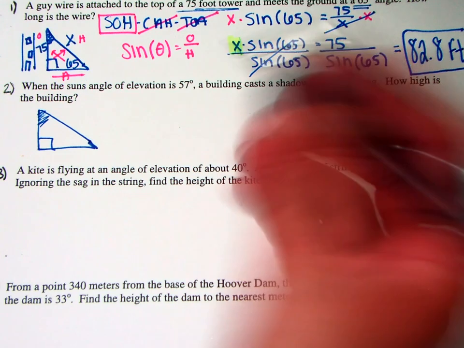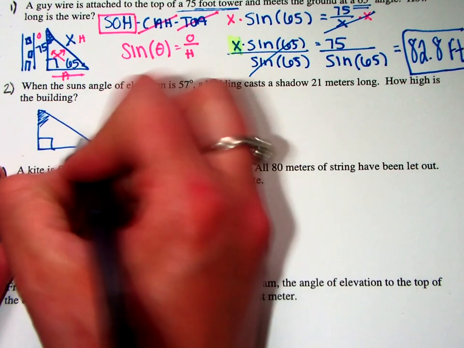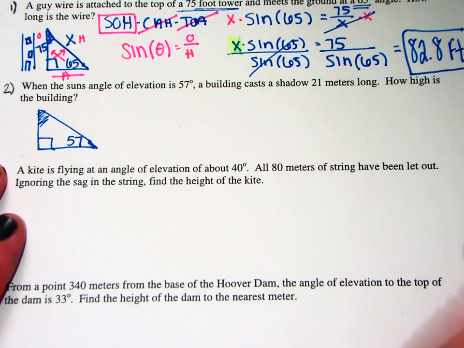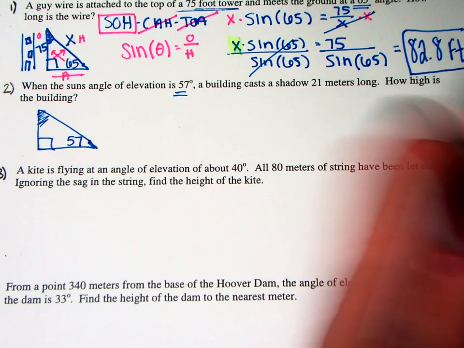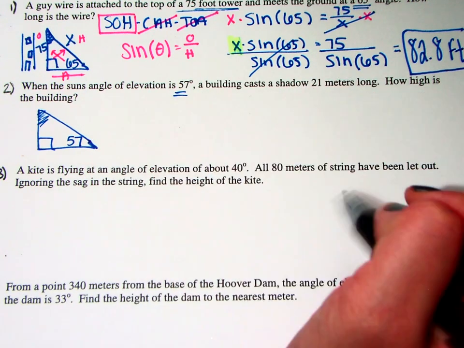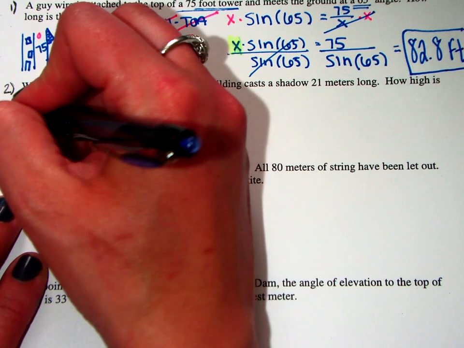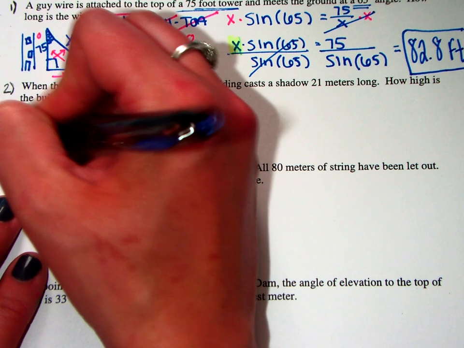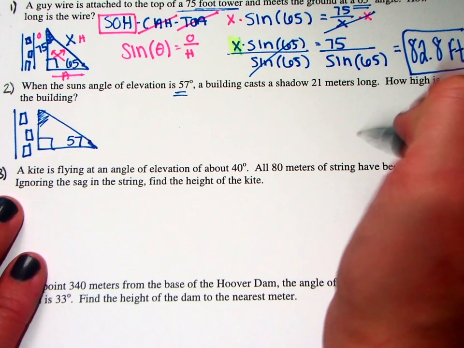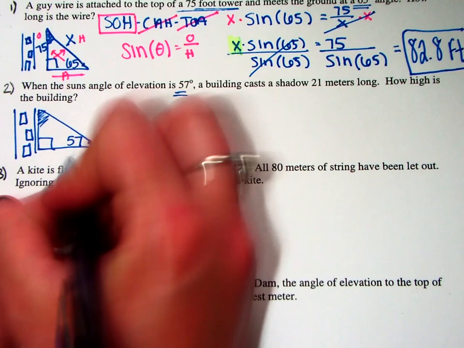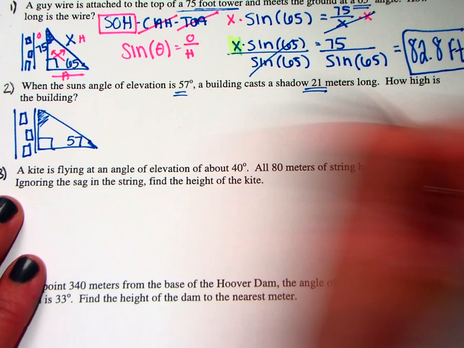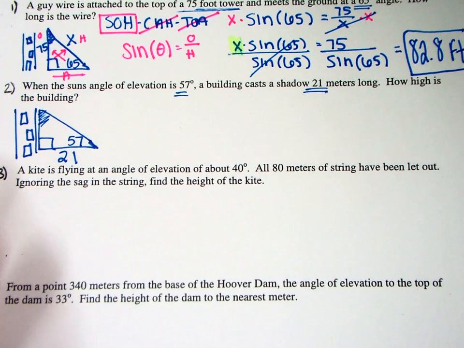The sun has an angle of elevation of 57 degrees. We always use this angle down here, all the time. A building casts a shadow 21 meters long. So I've got my building. Hopefully the building is standing upright. And shadows are always on the ground. So the shadow is 21 meters long. The ground is on the bottom. How high is the building?